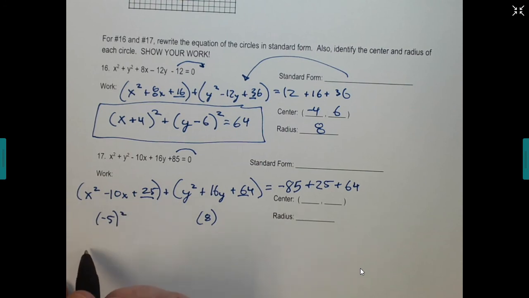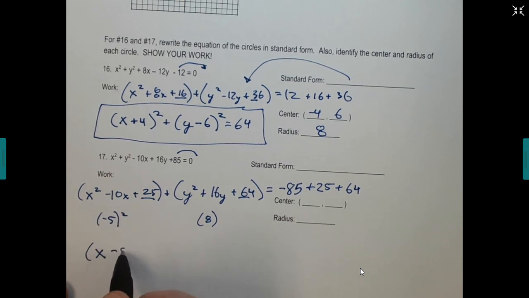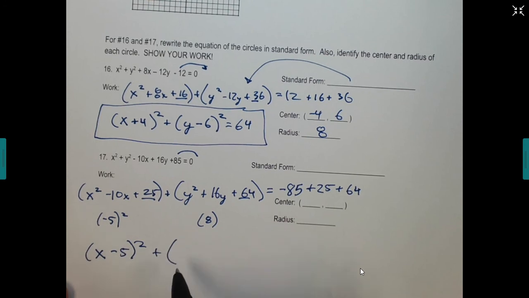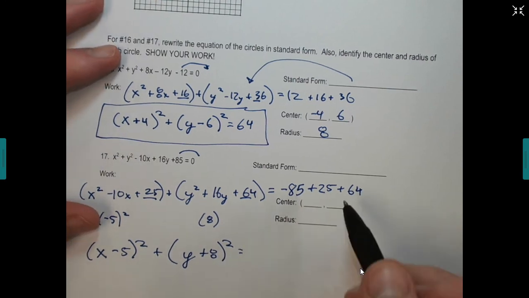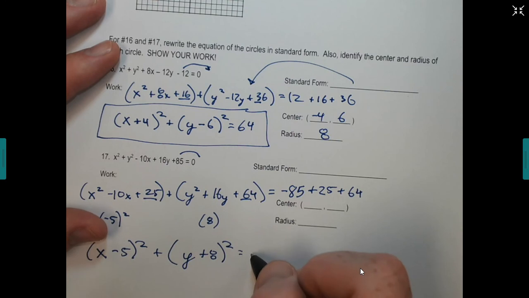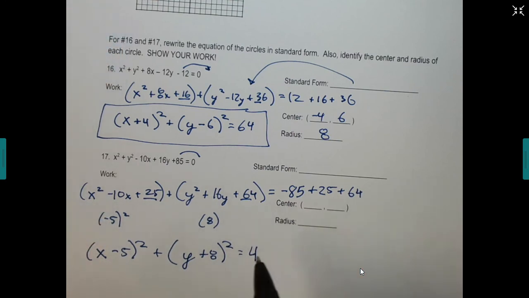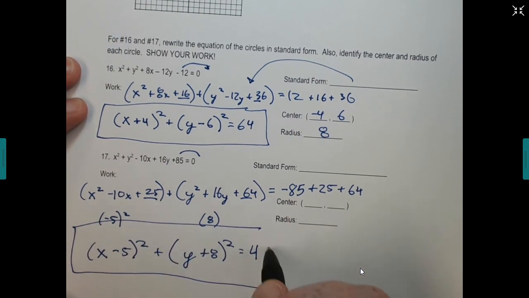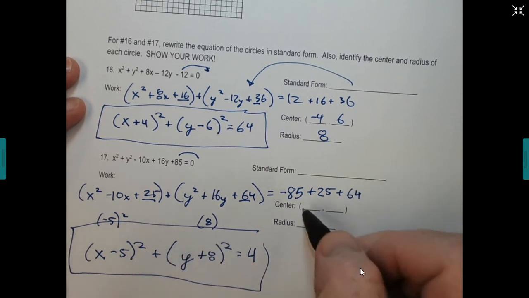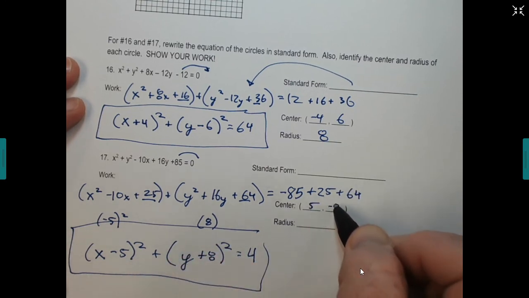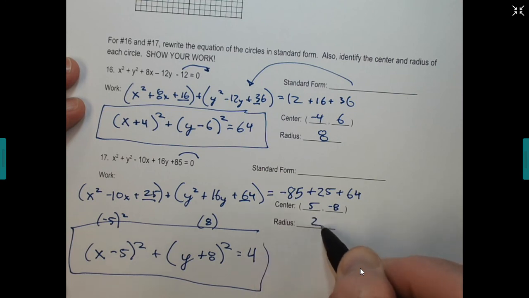This should allow me to factor into x and whatever half of b was. Y and what half of b was. I got the 8 because half of 16 was 8. I got the negative 5 because half of negative 10 is negative 5. That's just how the factoring works every time. 89 and negative 85 will leave me with 4. Standard form, the center's got to be at 5, negative 8, and the square root of 4 is 2.